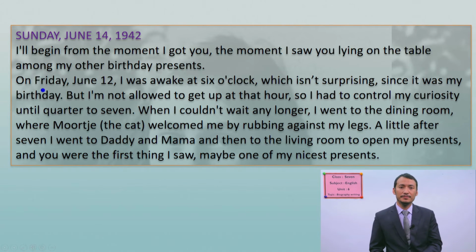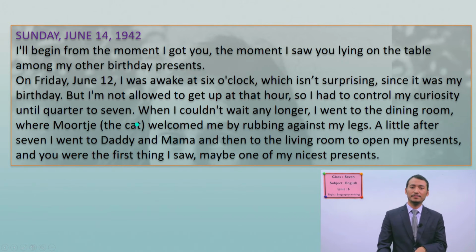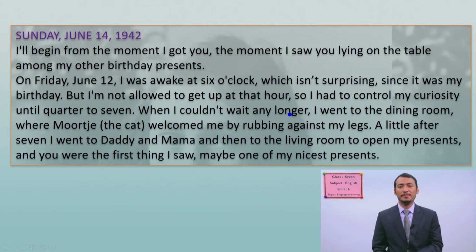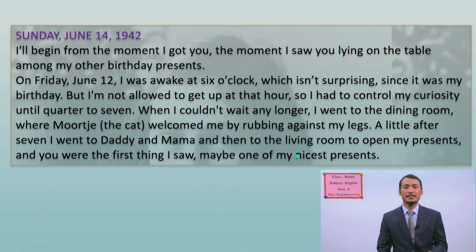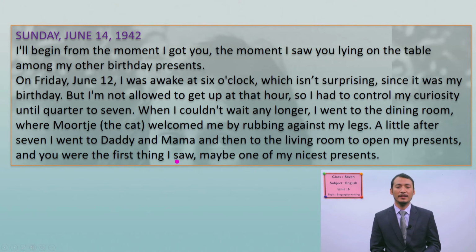"On Friday, June 12, I was awake at 6 o'clock, which isn't surprising since it was my birthday, but I'm not allowed to get up at that hour. So I had to control my curiosity until 6:45. When I couldn't wait any longer, I went to the dining room where Moortje, the cat, welcomed me by rubbing against my legs. A little after 7, I went to Daddy and Mama and then to the living room to open my presents. And you were the first thing I saw." Here, you means the diary. That was the first thing that she saw, and "maybe one of my nicest presents."